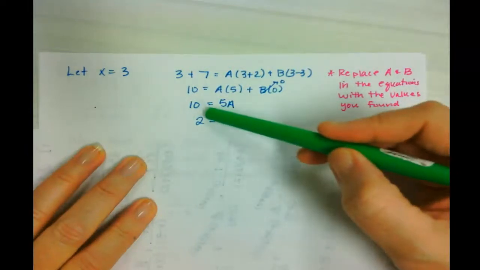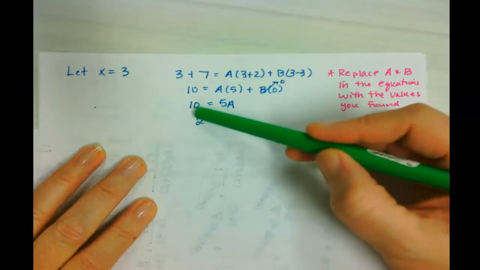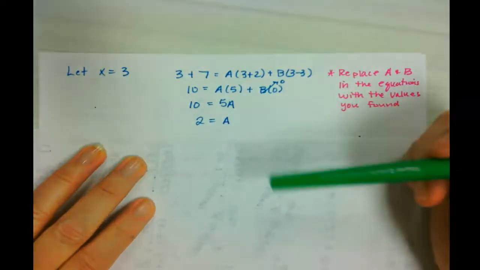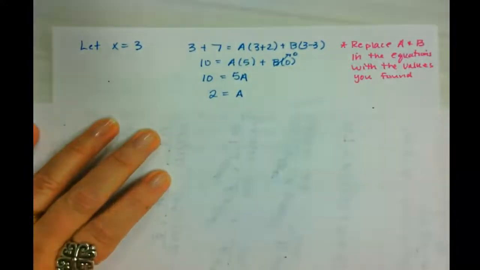I'm still having a few people that instead of dividing both sides by 5, they're dividing by the number over here, which gives them the fraction 1/2, which is most definitely not 2.